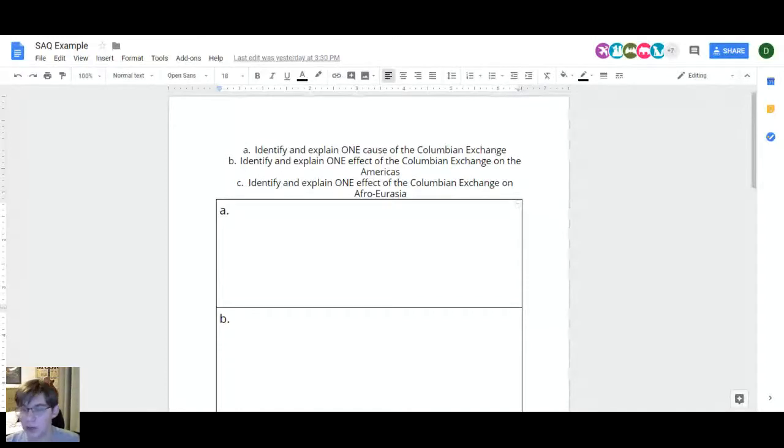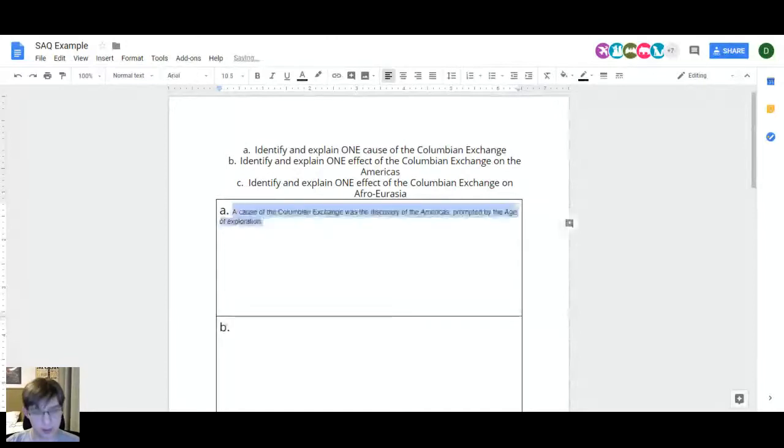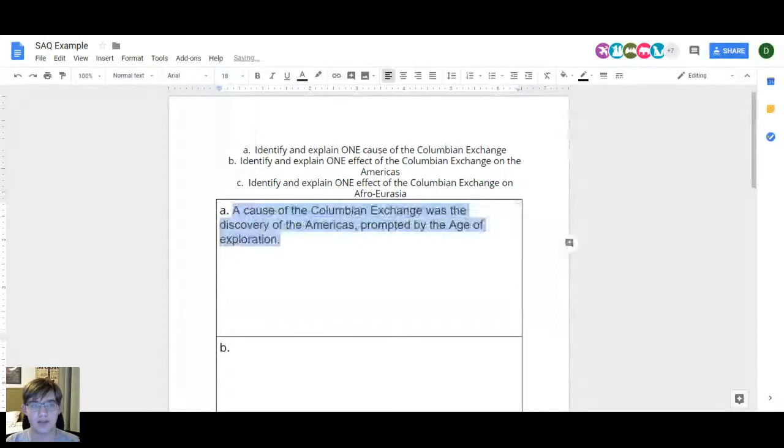Really, you want to be blunt with these. So when it says identify and explain one cause, you want to say one cause was, and then drop your answer. So here, I'm going to paste that and make that a little bigger. There we go. A cause of the Columbian exchange was the discovery of the Americas prompted by the age of exploration. So now I want you guys to give me a solid couple sentences giving me specific evidence.